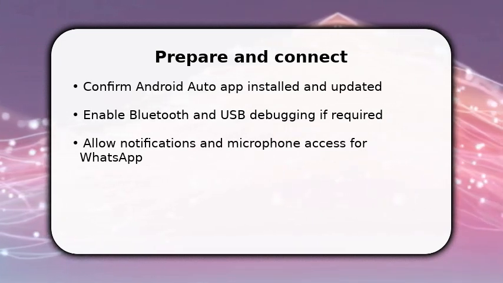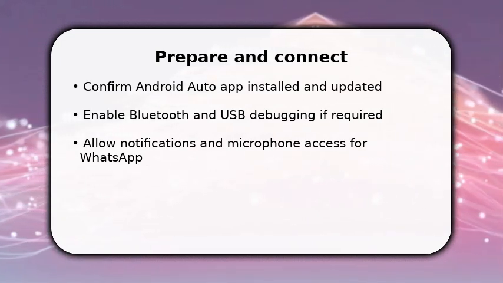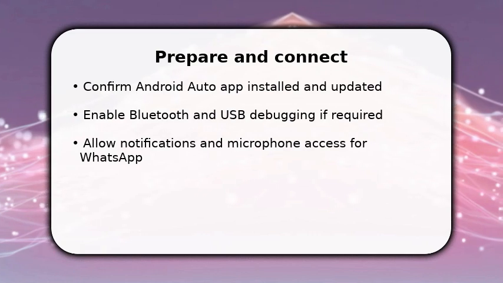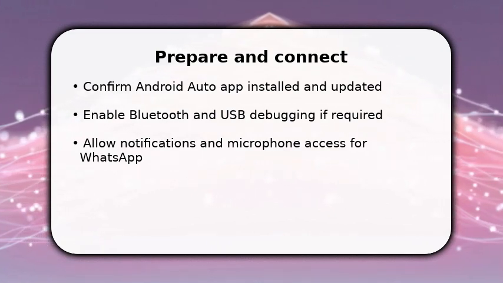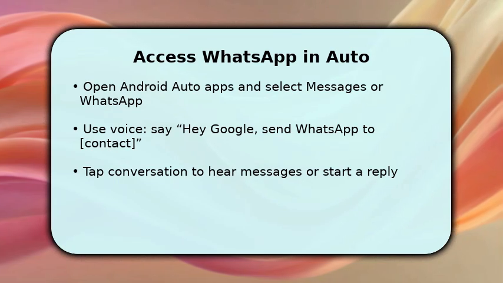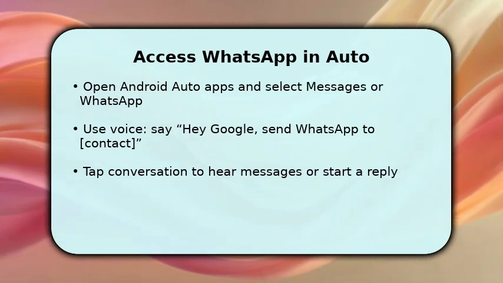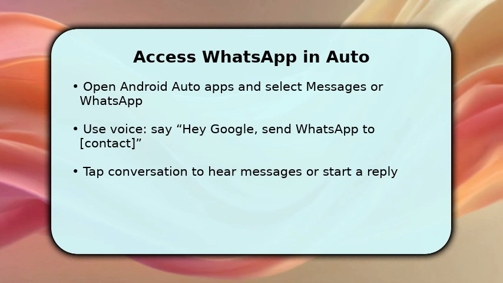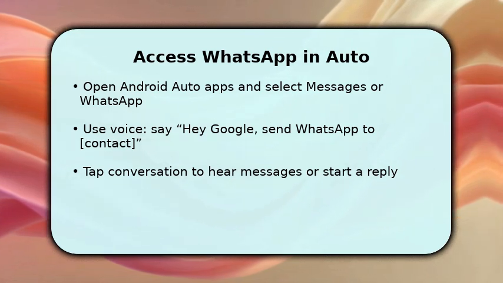Once connected, open Android Auto on the car display and tap the Apps menu. You're now ready to bring WhatsApp into the driving interface. Once Android Auto shows apps, find WhatsApp or the Messages tile and open it. You'll see recent chats or notification previews.